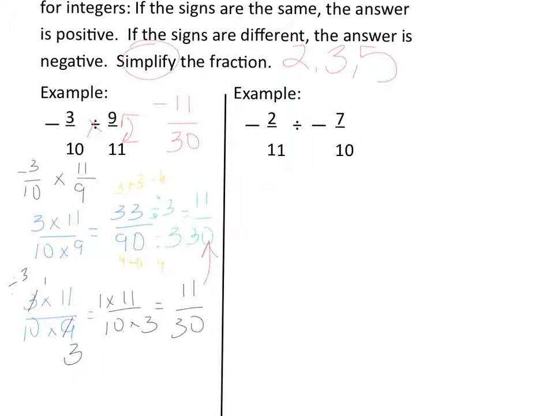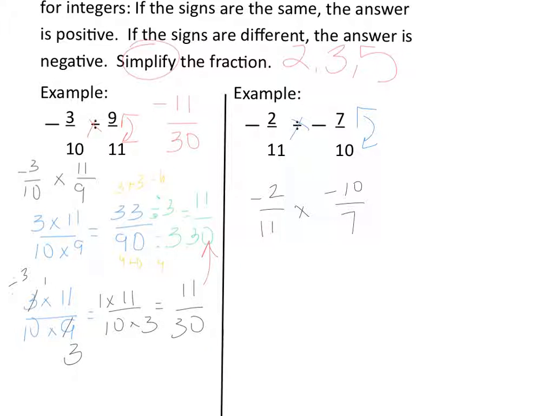First thing we have to do is multiply by the reciprocal. Remember that that means you're going to take the division sign and make it a multiplication sign, and you're going to flip the second fraction upside down. So it turns into negative 2 over 11, division becomes multiplication, and negative 7/10 becomes negative 10 over 7.